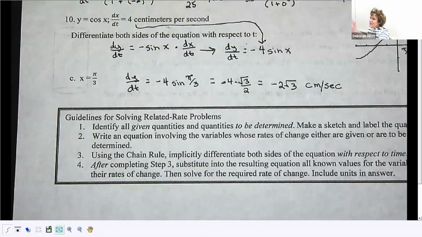One, identify the quantities that are given, the rates that are given. Figure out the symbols I need for the rate I'm looking for and draw a picture. That's step one. Step two is come up with that equation that relates the rates that I either know or I'm looking for. Step three, differentiate both sides with respect to time. And step four, now I'm ready to plug in. You need to be able to say those to yourself so those words are there when it comes test time.